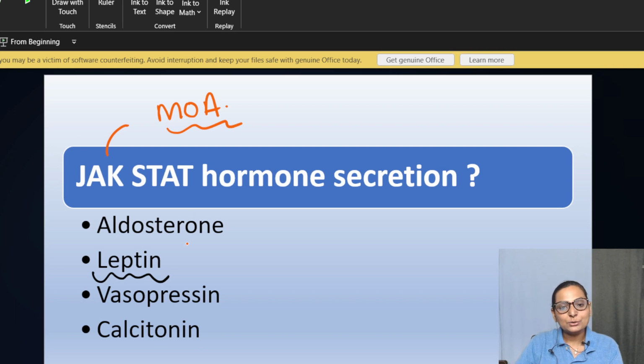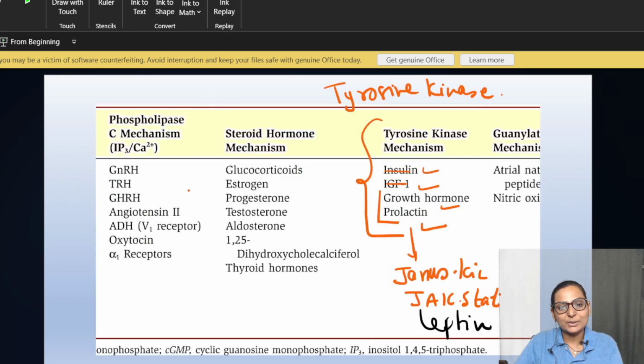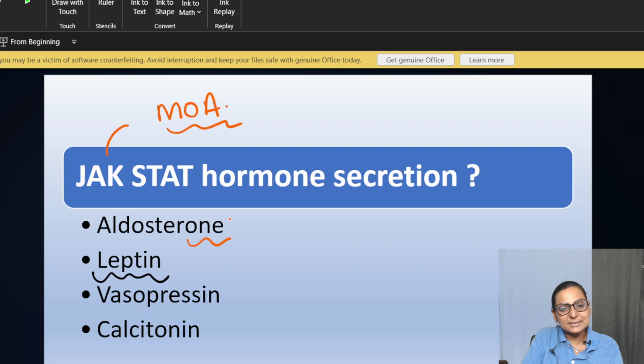Now aldosterone, because it is a steroid, definitely it is going to penetrate the cell membrane and bind to its cytoplasmic receptors and bring about genomic action, that is gene transcription and translation. Calcitonin, you can see over here, is something which is going to use cyclic AMP as the second messenger. Now this is taken from a very standard book which you can refer to.